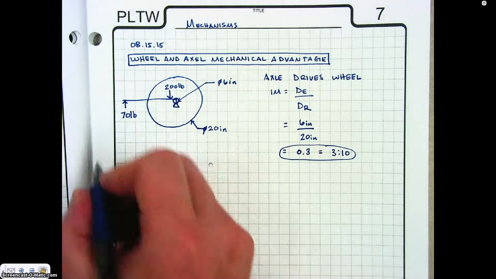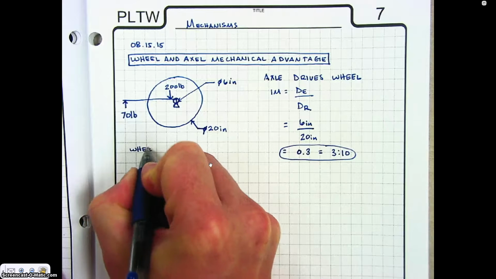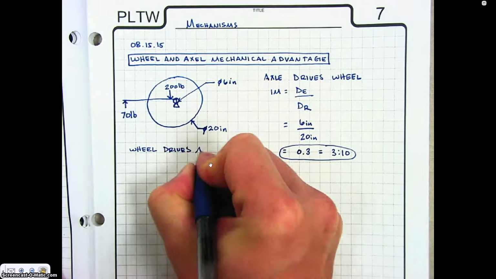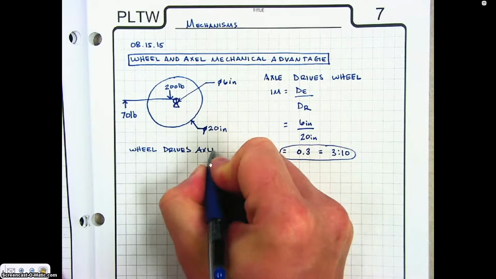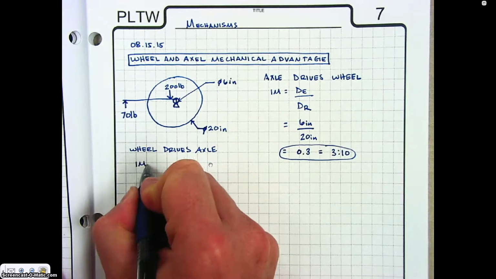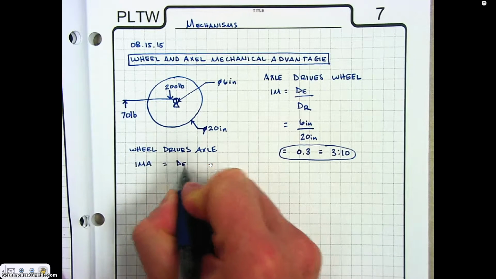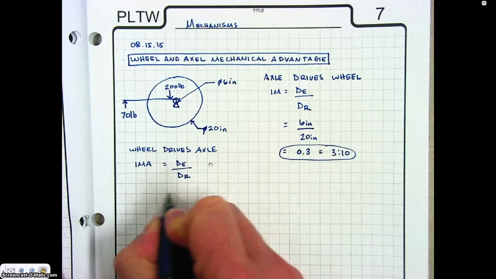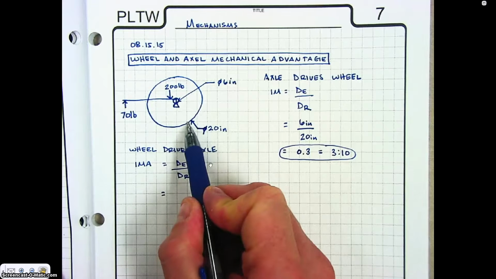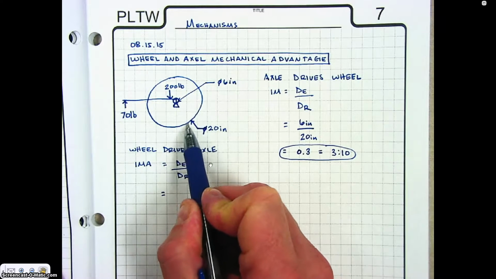We'll do another one where the wheel is driving the axle. So let's do the other calculation, where the wheel drives the axle. Again, IMA is equal to the distance of the effort over the distance to the resistance. In this case, our effort, if this wheel is driving the axle, like we're turning a knob on a radio or something like that, the effort is put in at the wheel.